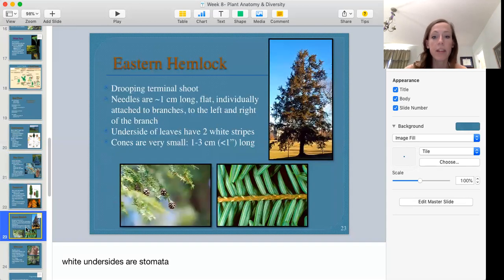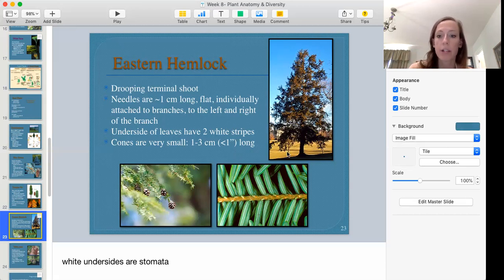Now, the eastern hemlock is distinguishable based on a very, very small cone. So I'll mention that first. You can see how tiny the little cones are here on the eastern hemlock. They are usually about an inch or less. And then if you're looking at the tree itself, a characteristic I often look for is that it appears to have a drooping look to it. It's not a really strong pointy terminal shoot. It almost looks like it's drooping.